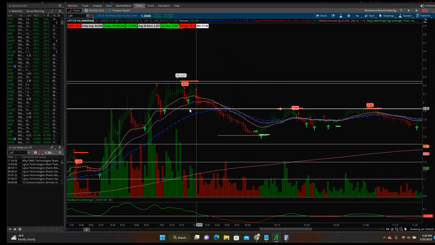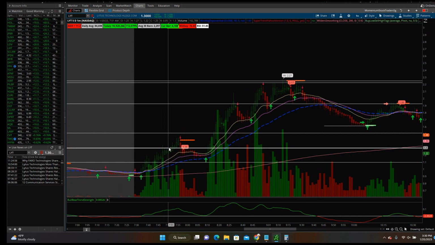But I want to just get to this first level, this first target line, this white line. I actually identified this white line way back at 7:45 this morning, when it was back down in this price range. I had told everybody, okay, 190 is going to be a level to watch. So that was my target.